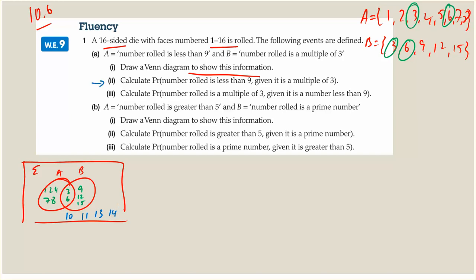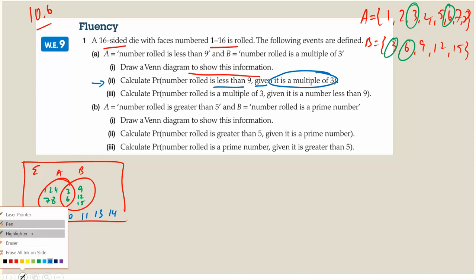So what are we trying to find? We're trying to calculate, based on the Venn diagram, the probability that the number rolled is less than 9, given that it's a multiple of 3. So I'm going to highlight the given part, because that's what our sample space is now. Our sample space is no longer the whole Venn diagram. It's just given that it's a multiple of 3, which means event B. Given B, so I'm going to highlight B. This is our universe now.